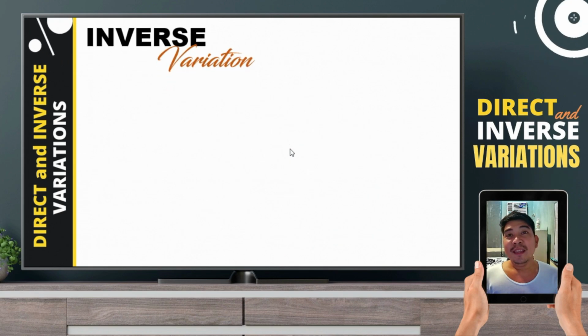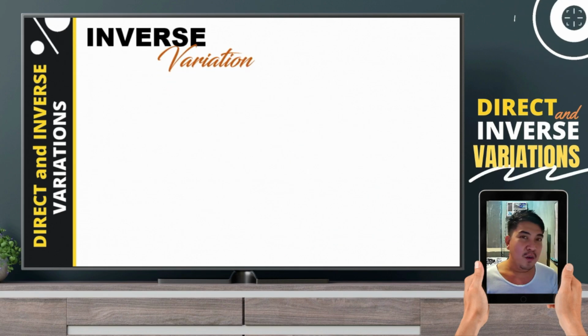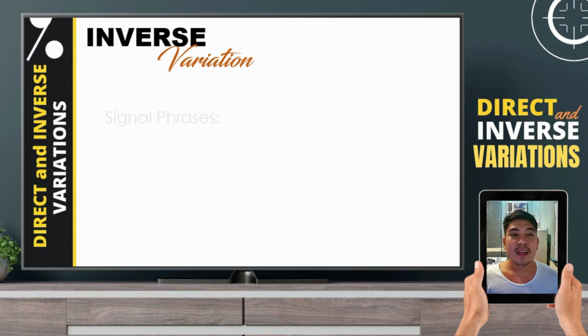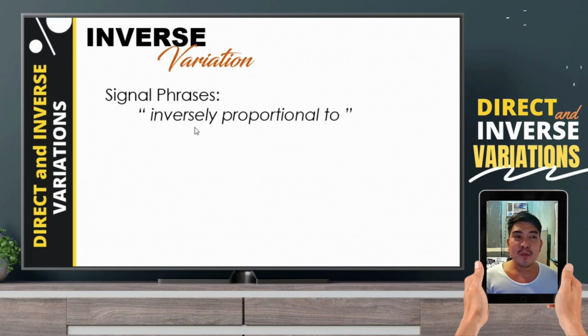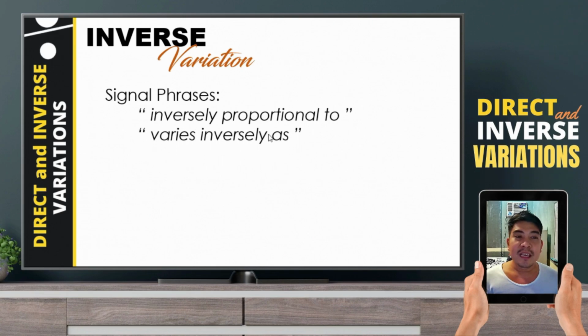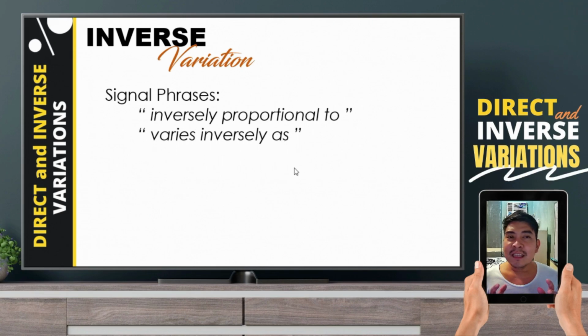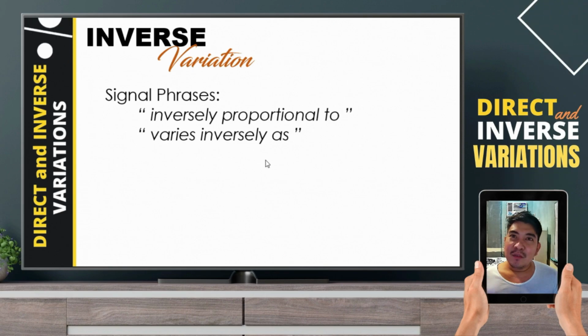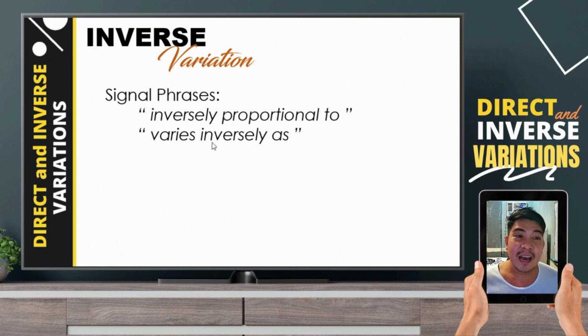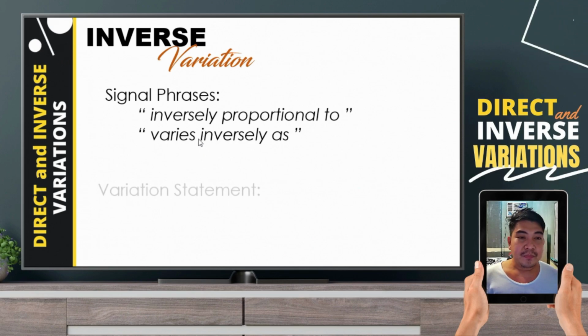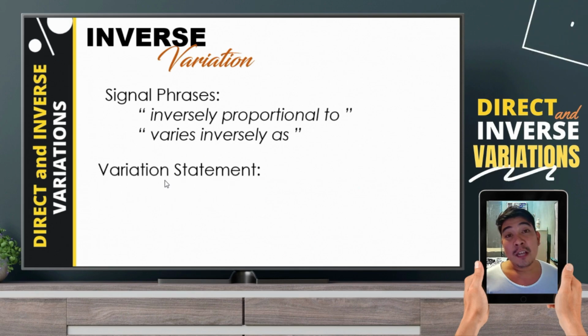So, we are now through with direct variation. Let us now focus on the inverse variation. So, what are the signal phrases? We have inversely proportional to and varies inversely as. So, madali lang tandaan, no? Merong mga words na magkaparehas. Kapag direct variation, varies directly proportional. Kapag naman inverse, inversely proportional. Tsaka, varies inversely. So, paano naman tayo magta-translate?